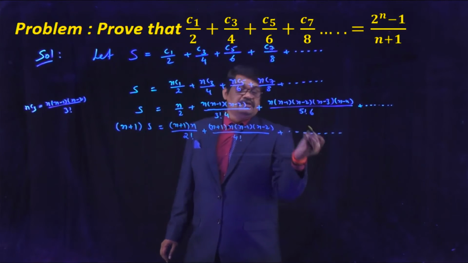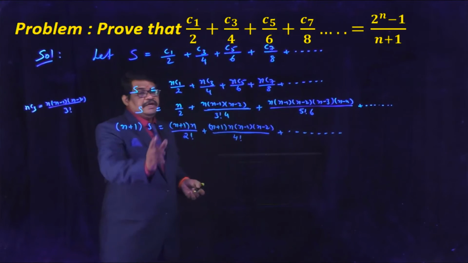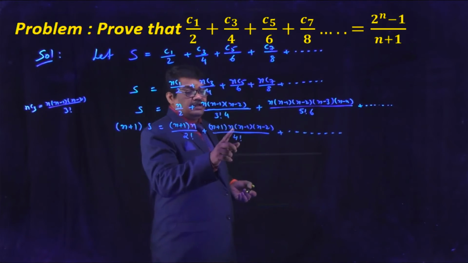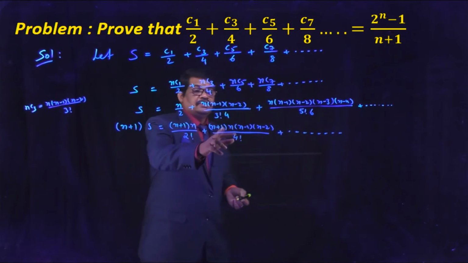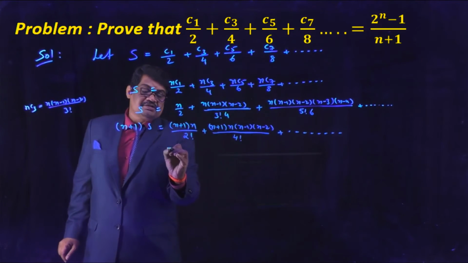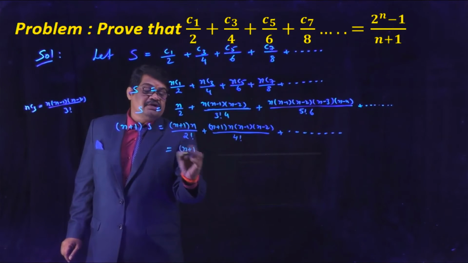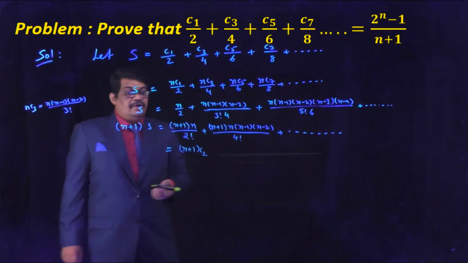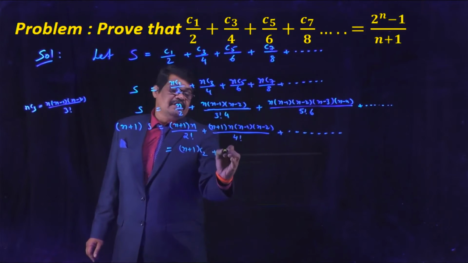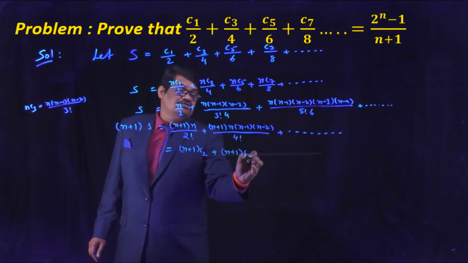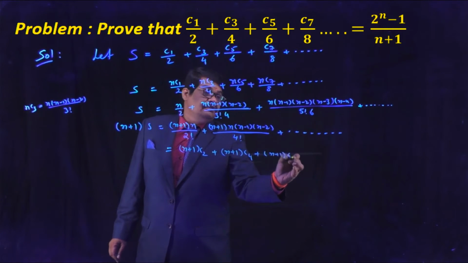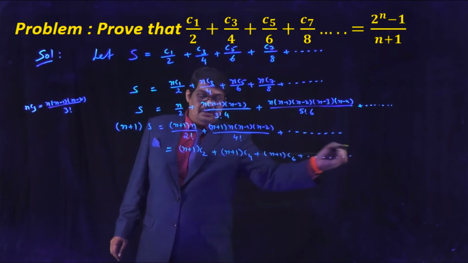Now we write it like this. Here n plus 1 into n by 2 factorial, and here n plus 1, n, n minus 1, n minus 2, that is 4 terms in the numerator and 4 factorial in the denominator. These can be written as n plus 1 C2 plus n plus 1 C4 and so on. The next term is n plus 1 C6. These are the terms.